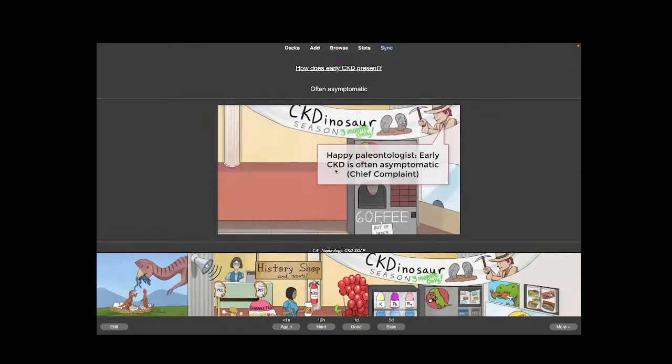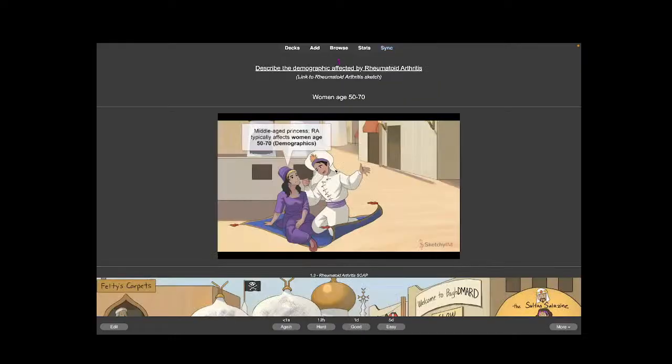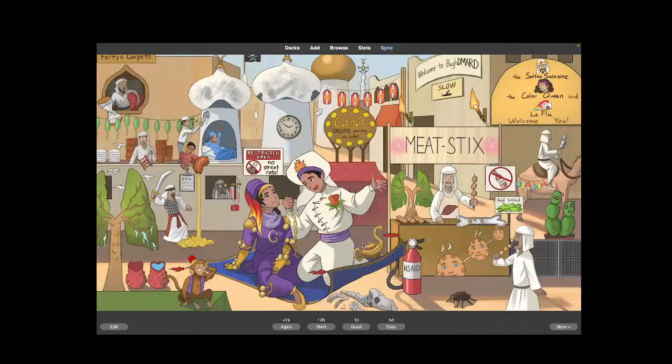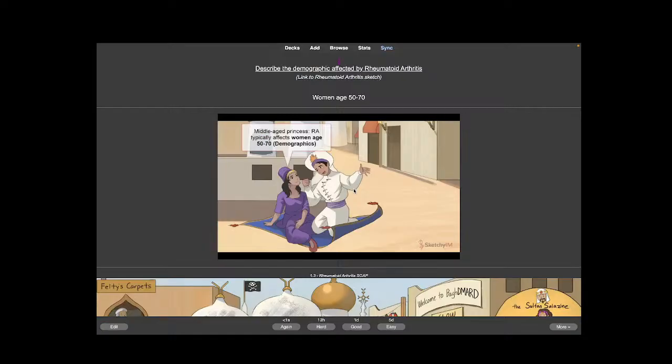Oh, nice. They're happy people. Describe the demographic affected by rheumatoid. It's usually women, 15 to 65. Never mind, it's older. Okay. Well, I was sort of right. They somewhat changed it, but still the same thing.